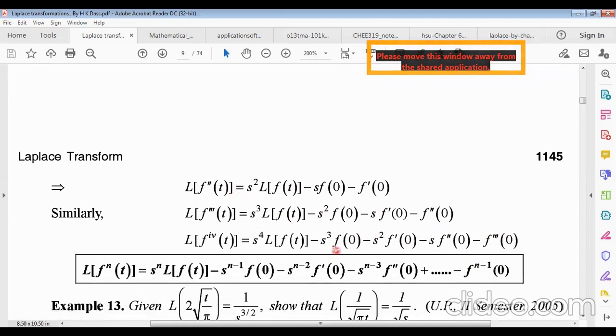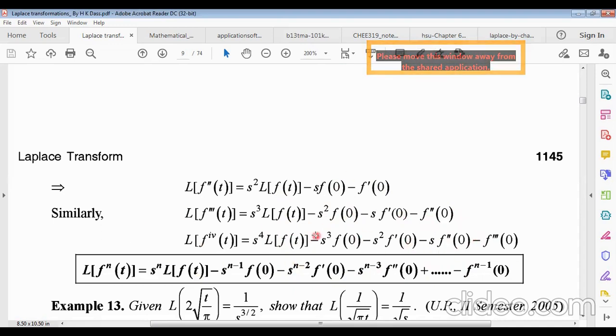So using this sequence, the nth derivative can be written as s to the power n times the Laplace transformation of f of t, minus s to the power n minus 1 f of 0, minus s to the power n minus 2 times the first derivative, and so on, up to the derivative of order n minus 1 at t equals 0. Now all will be at t equals 0 except the first term, the Laplace transformation of f of t. All the others are at t equals 0.